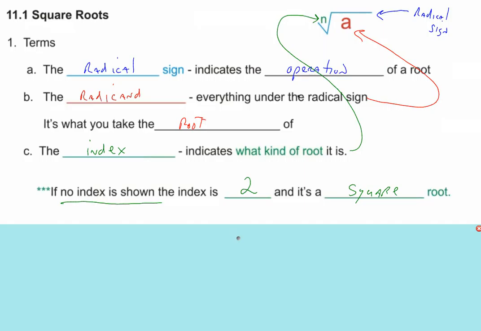So make sure you know the terminology. It's important because I'll say terms like the index, I'll say radicand, I'll say radical sign. You need to know what I'm talking about. Otherwise, I might as well be talking in op language.